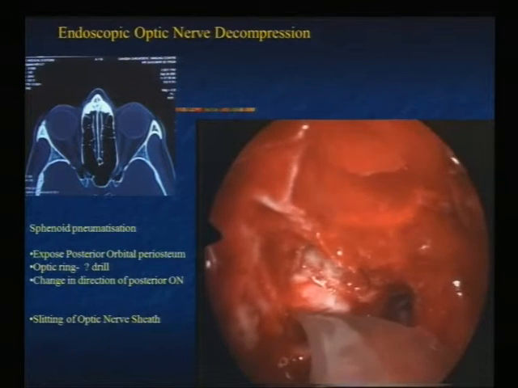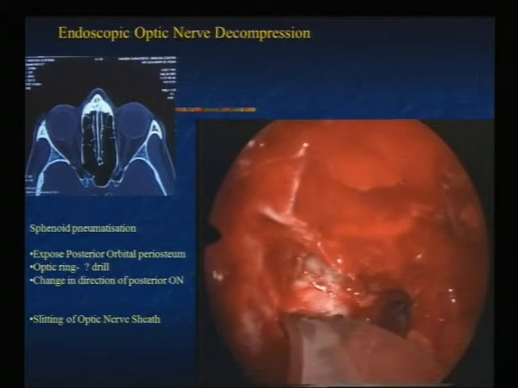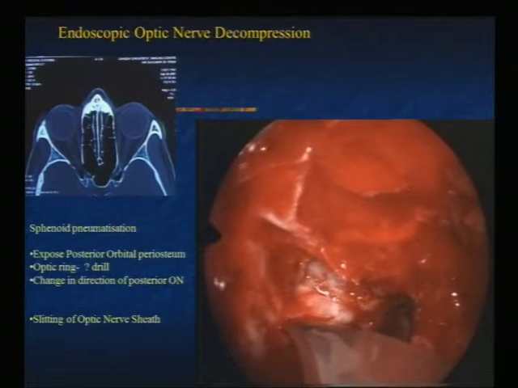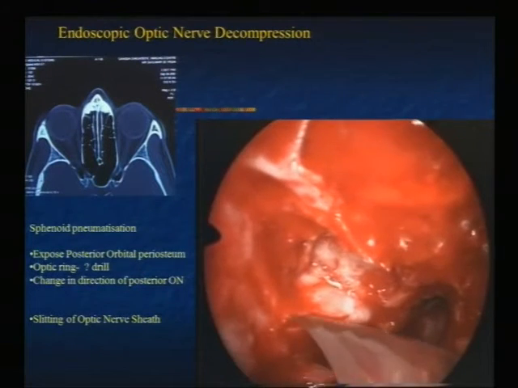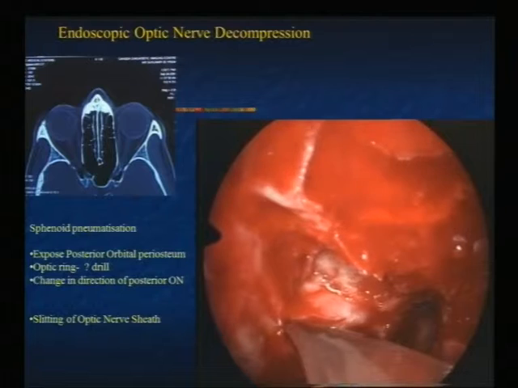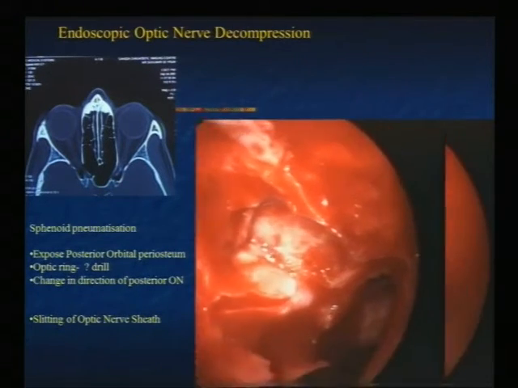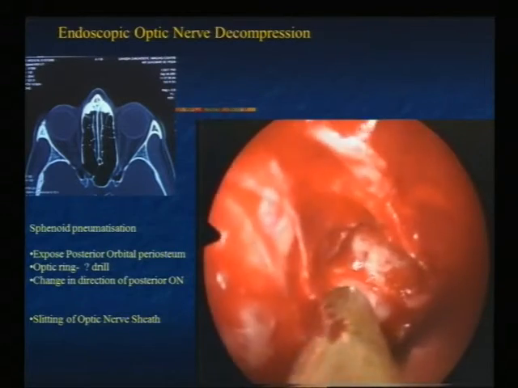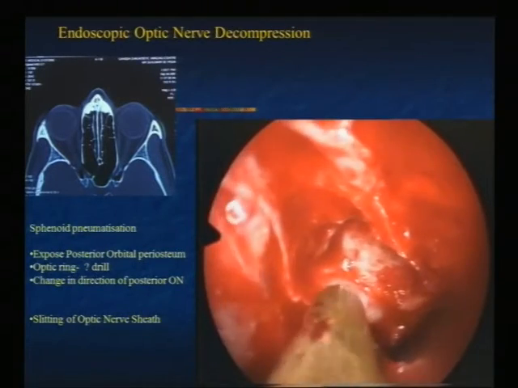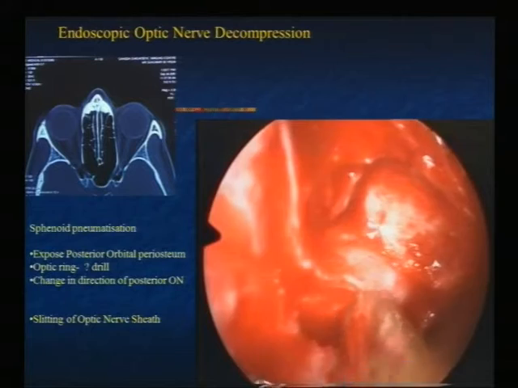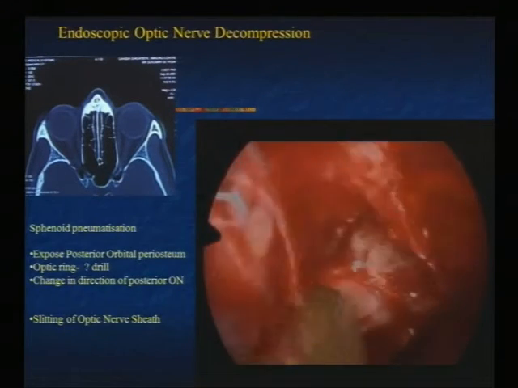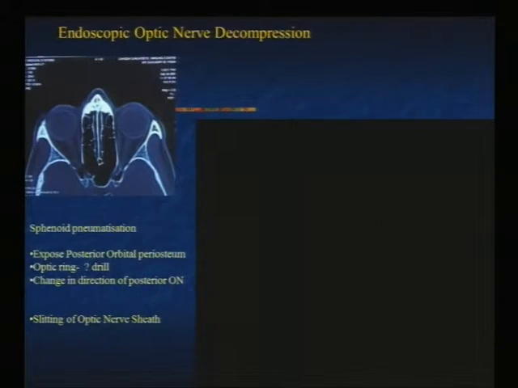And we tend to split the nerve sheath. There is controversy again on whether we should or should not be splitting the nerve sheath. But in this institution, we tend to split the nerve sheath. If you split the nerve sheath, there is always a risk of causing a CSF leak. But nevertheless, our results indicate that the quantum of recovery is more if you split the nerve sheath. So we tend to split the nerve sheath for patients with trauma.